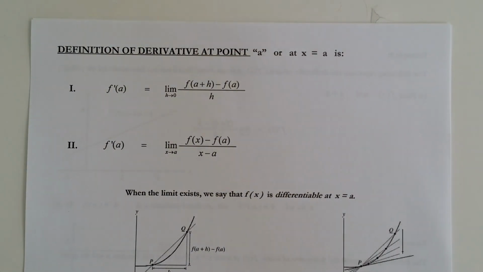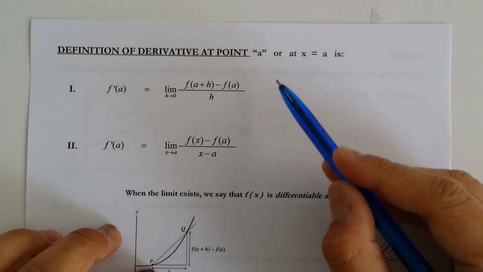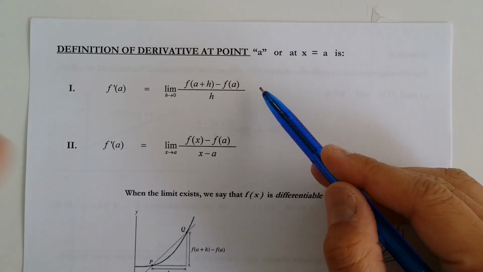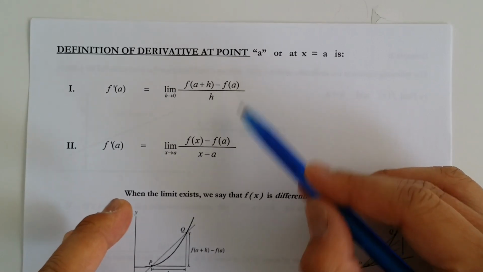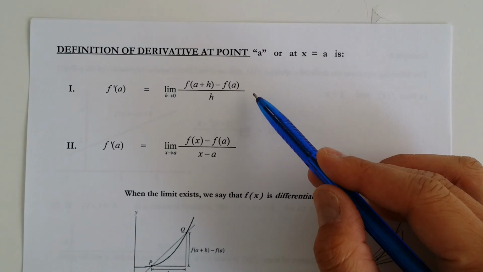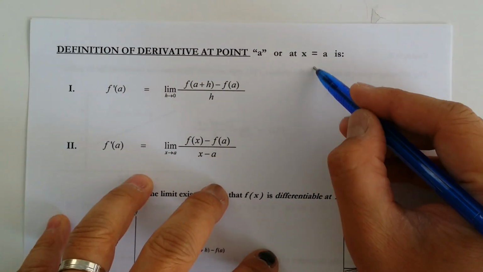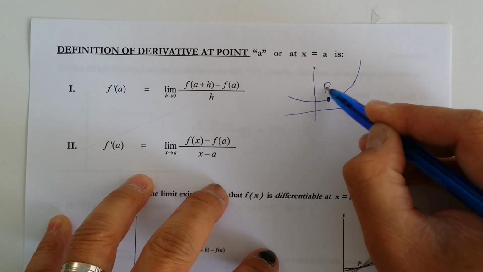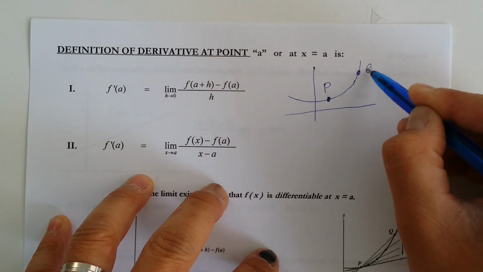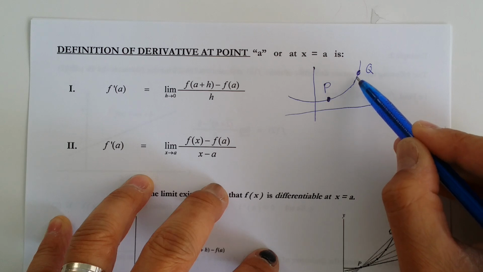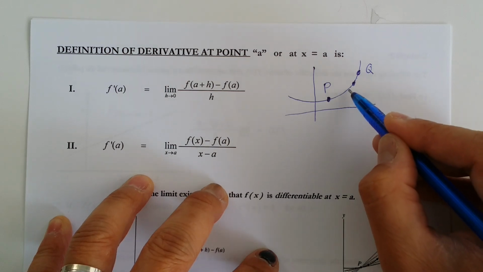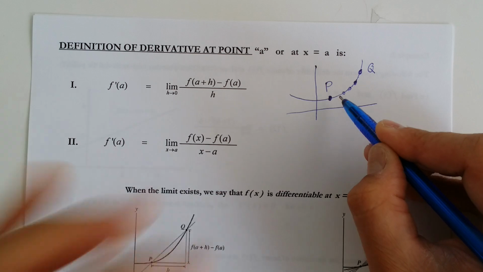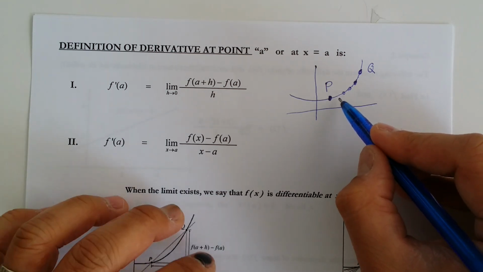Part 3. Now we get to write down the definition of derivative at a point. In the first two parts, I showed you two ways for us to get the second point. Remember this, guys? Here's your first point, we call that P, and here's your second point, we call that Q. And then we drive Q really close to P, right? There's two ways to accomplish that task.